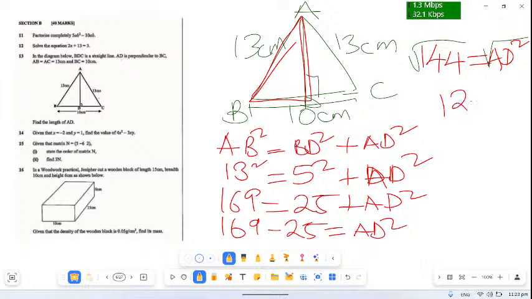So we say 12 centimeter is equal to, okay, let me write properly, 12 centimeter is equal to AD, because the square root of AD squared is AD, and that is the answer, and that is the length of AD, that is 12 centimeter.